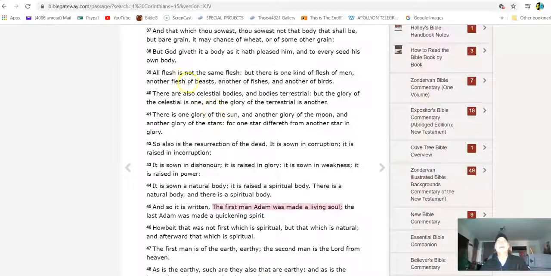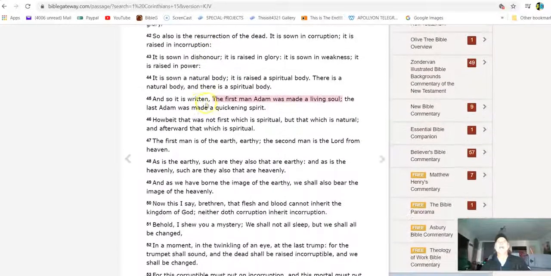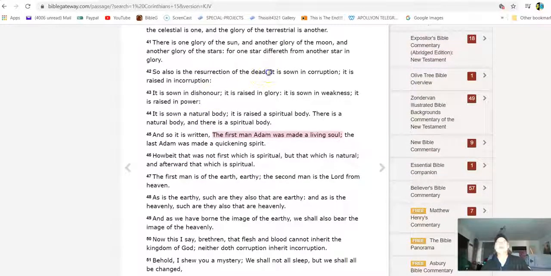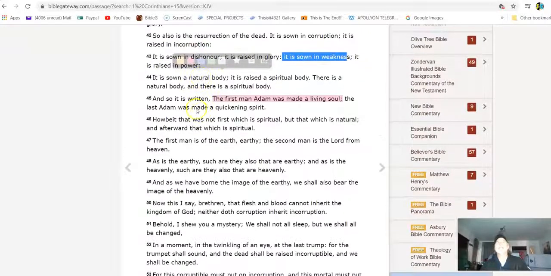When it's talking about the flesh and different types of flesh, and it says, so also is the resurrection of the dead. It is sown in corruption. So, the resurrection of the dead, first of all, it is sown in corruption. It is raised in incorruption. It is sown in dishonor. It is raised in glory. It is sown in weakness. It is raised in power. It is sown in a natural body.